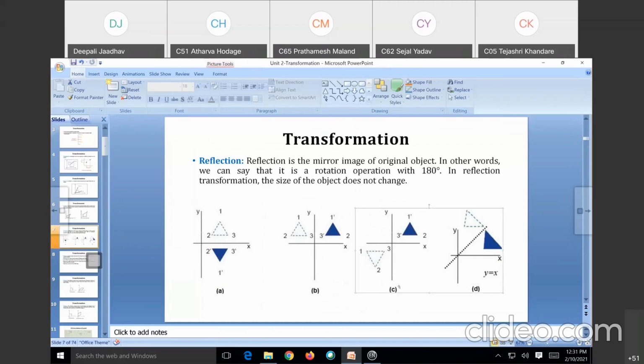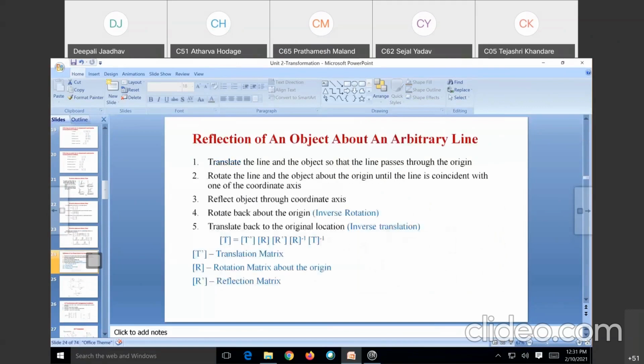But now we are going to see the reflection through an arbitrary line. When we see the reflection through an arbitrary line, again we need to follow the steps. There are 5 steps when we perform the reflection of an object about an arbitrary line. The object again may be a line, triangle, rectangle, square, point, any.